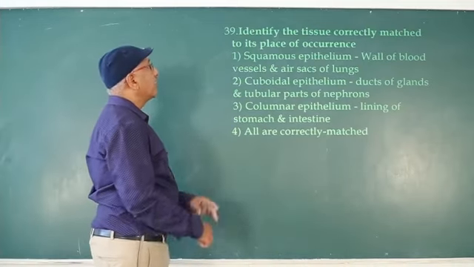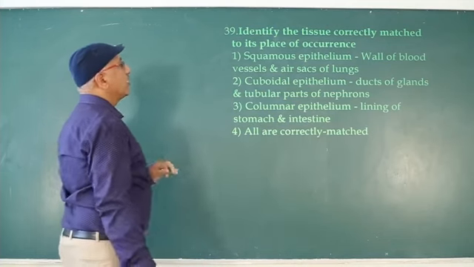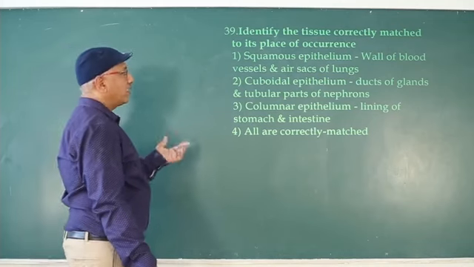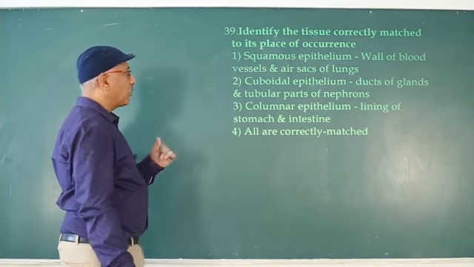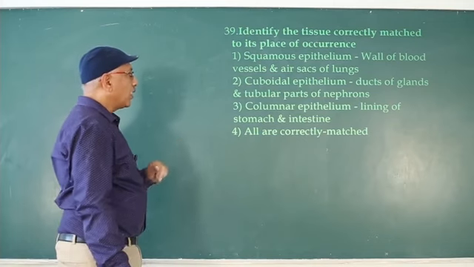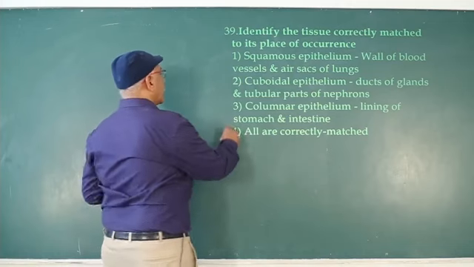Identify the tissue correctly matched to its place of occurrence. Squamous epithelium, wall of blood vessel, air sacs of lungs, correct. Cuboidal epithelium, ducts of glands, tubular part of epithelium, correct. Columnar epithelium, lining of stomach and intestine. So all are correct.